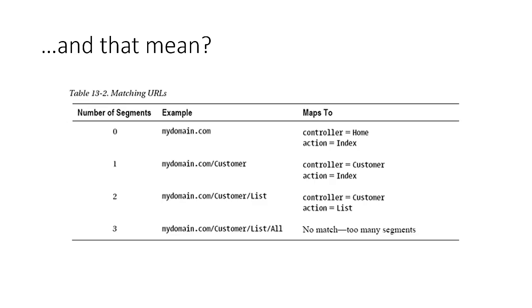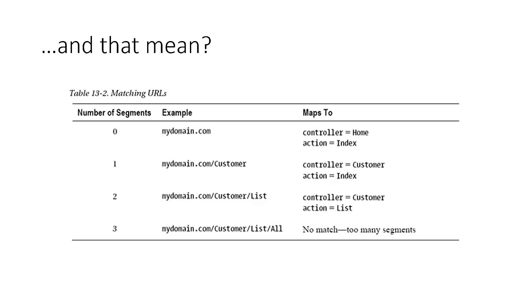So when you first visit your MVC application, your defaults are what are routed so that you get your home page. And then if you add one segment, which is the controller, then the routing engine will say, okay, it's mydomain.com/customer. So the controller now is Customer, because the first segment of the route is the controller.